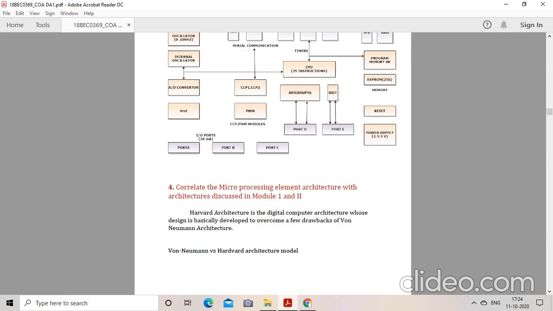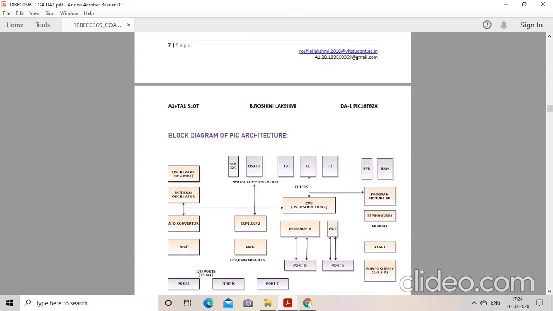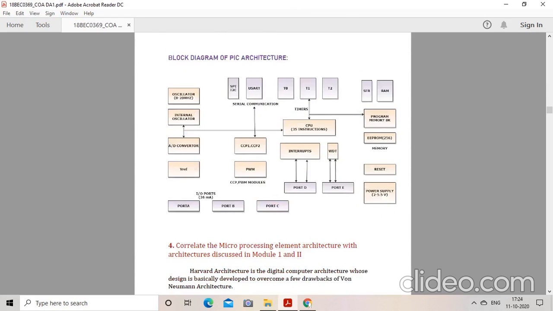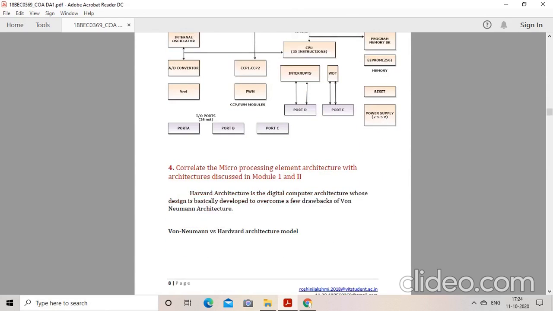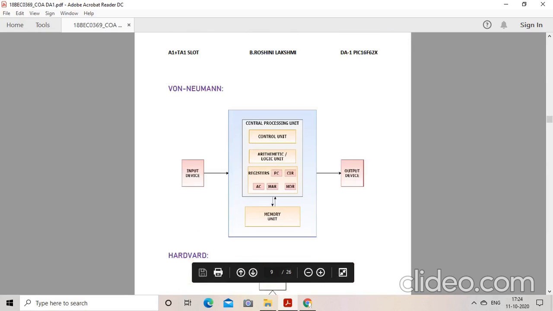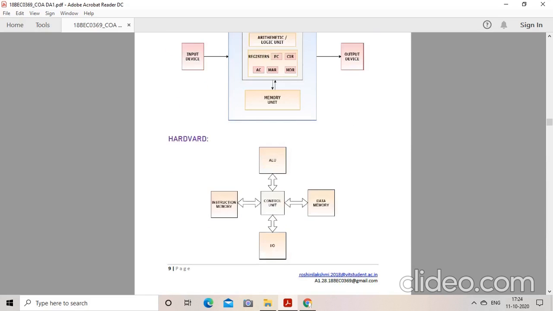As we just discussed, Harvard architecture is a digital computer architecture whose design is basically developed to overcome a few drawbacks of von Neumann architecture. This is the block diagram of von Neumann architecture. The information of input device is sent to the central processing unit. Here the data is also transferred between central processing unit and memory unit, and then the output is sent. In Harvard, all the operations happen simultaneously, like the information between ALU and control unit and data memory, control unit and IO, similarly control unit and instruction memory. Everything happens simultaneously.